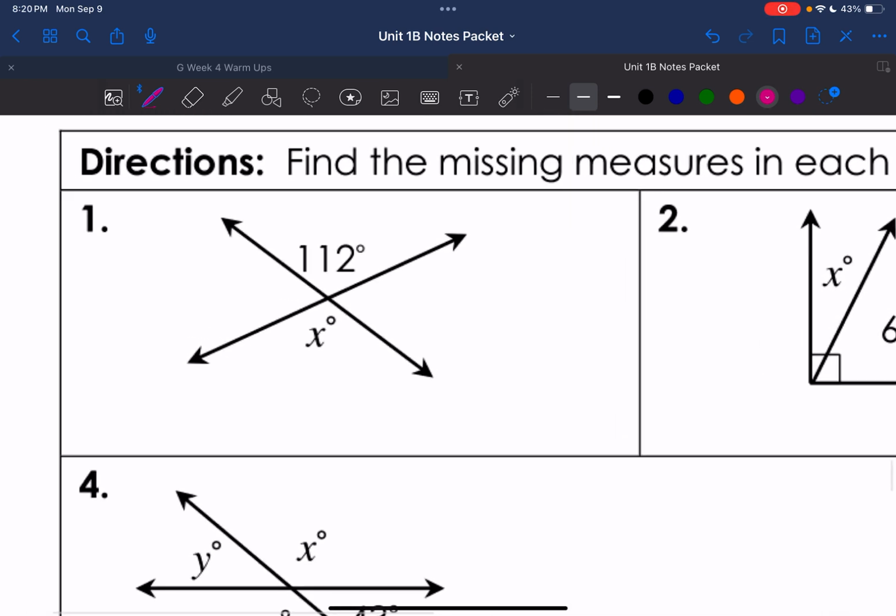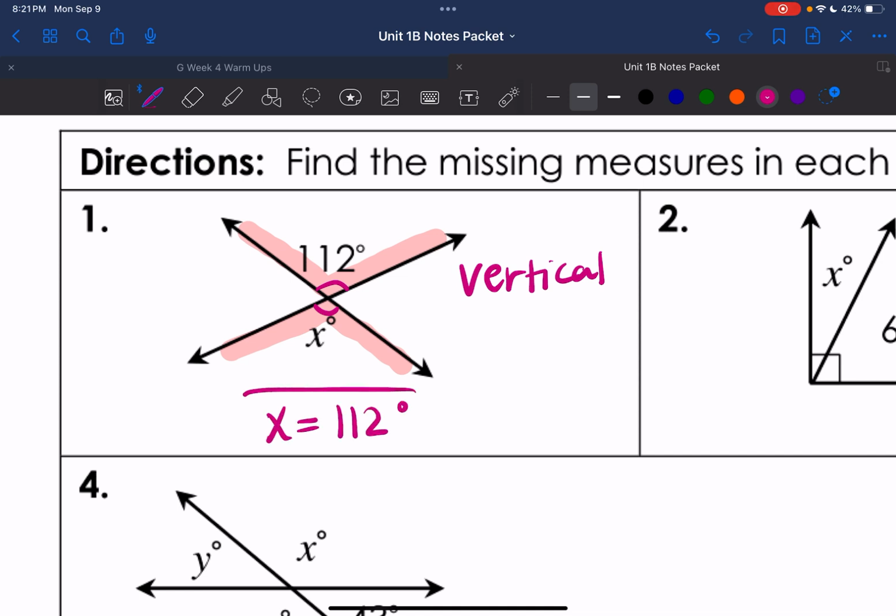So number 1 on this side, the first thing I would do is identify what kind of angles we're looking at. So I have 112. And then I have this bottom one that doesn't have a measurement. That's what we're trying to find. But see how these are across from each other? So I know that these are vertical angles. And what I know about vertical angles is that they're equal. So if the top is 112, then the bottom is also 112.